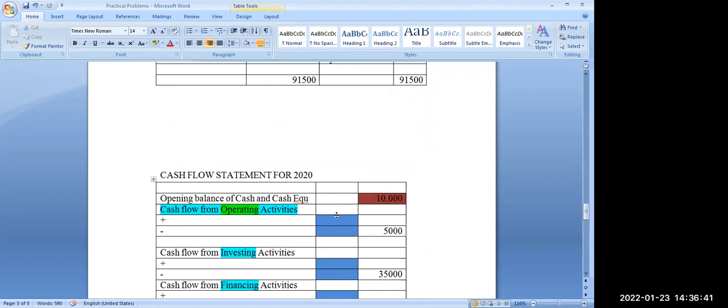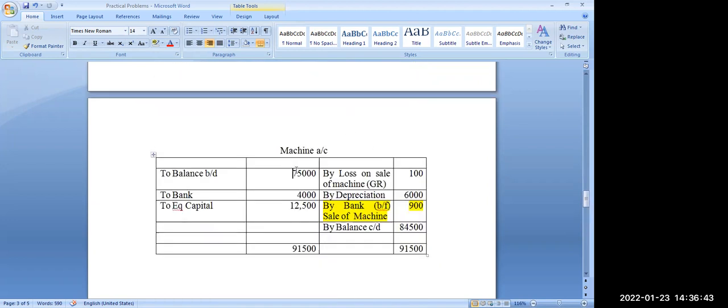Suppose machinery, look at this. Machinery was 75,000. Now it is 84,500. We can consider this as an increase in machinery of 9,500 rupees, provided there is no information about the machinery given in the question. If information is given about the machinery, then we have to consider that also. We might have depreciated the machinery, or sold it, or bought it. We have to find out the net effect of it.